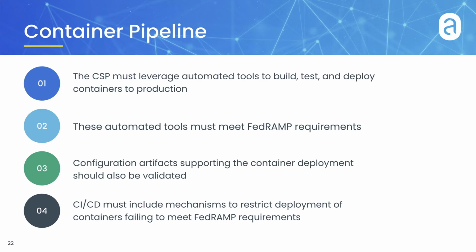And then finally, CI/CD should include mechanisms to restrict the deployment of containers that don't meet these requirements. Whether that's right before deployment via some type of admission controller, or using the existing mechanisms from the tools within a CI pipeline to stop a container from being promoted to a registry because it's failing some requirement that we've laid out.